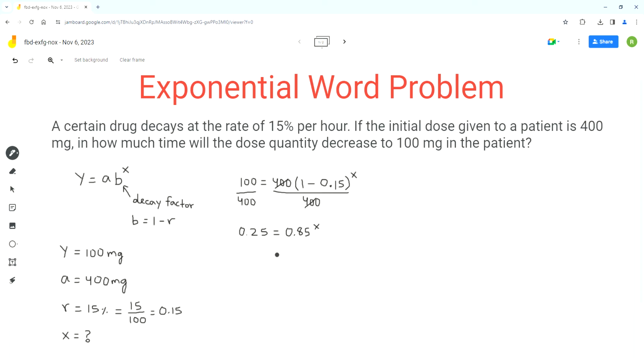The first step here is to apply log to both sides. So we get log of 0.25 equals log of 0.85 to the power x. Now as per the power law of log, we can move the x down and bring it to the front of the term. So we get log of 0.25 equals x times log of 0.85.